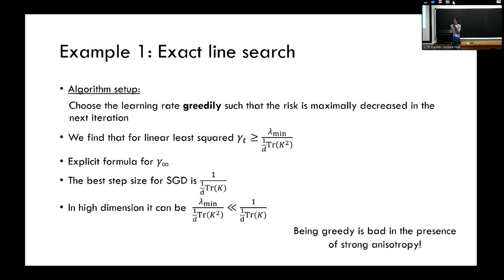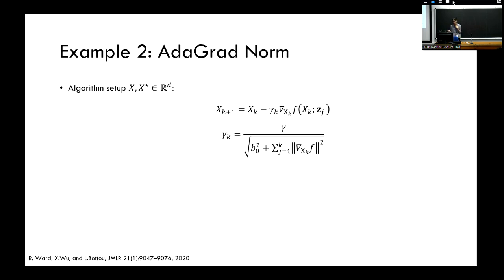Okay, so this is a first example. Another type of algorithm that we can analyze is something known as Adagrad-Norm. So this is the form of the algorithm. The idea is that you're taking the history of your whole gradient, and using this you're calculating the gradient in a new step, and B0 is some parameter, and gamma are parameters that you choose at initialization. They are supposed not to be so critical in terms of choice, but we will see how that behaves.